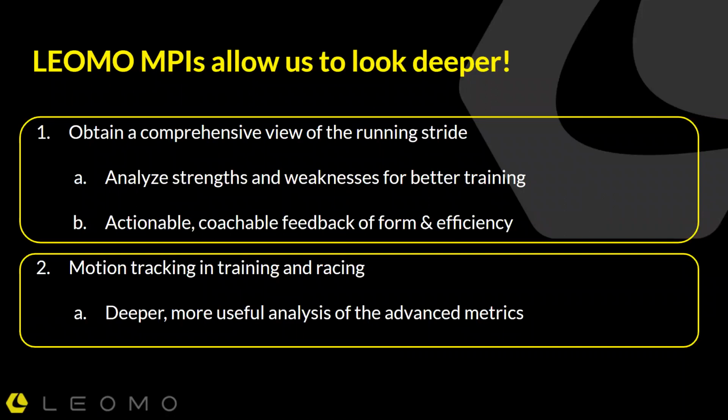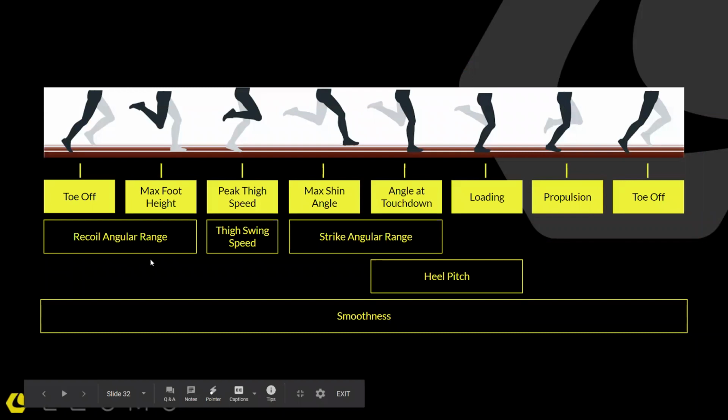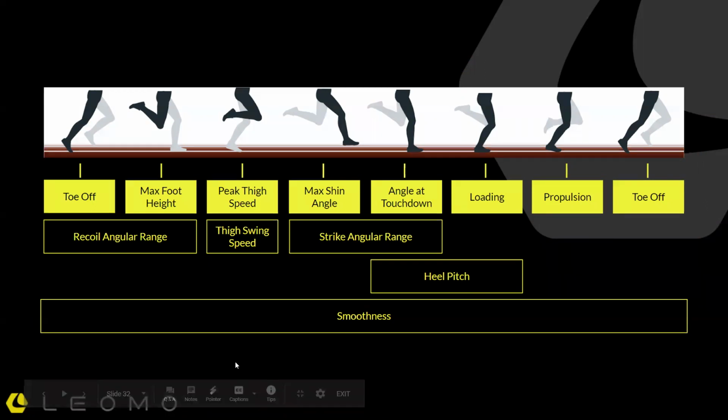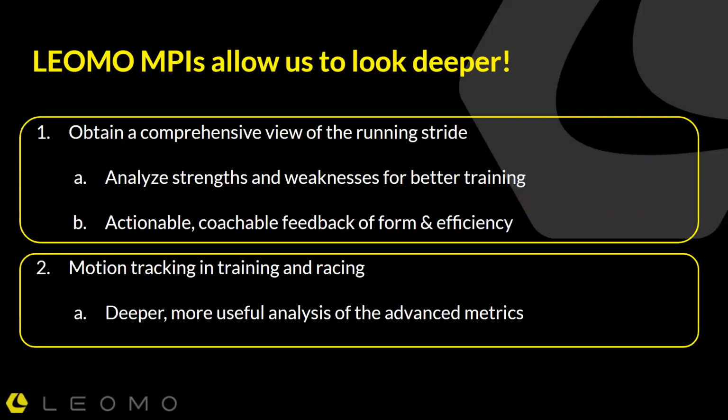The great thing about LEOMO MPIs, one, is that it allows us to obtain a comprehensive view of the running stride. What I just showed above, this entire running stride is covered with different MPIs relating to every single aspect of it. We're not just measuring one section here and one section there. We're actually covering how the body moves through this entire gait cycle on every single cycle of the running stride. So this allows us to analyze strengths and weaknesses for better training, which is a really useful tool I talked about before, not only for personalizing training, but also for injury prevention and monitoring injury recovery. And this becomes actionable, coachable feedback on form and efficiency.